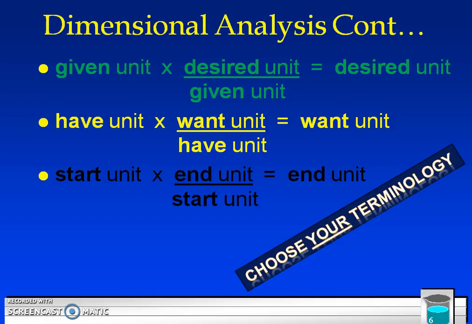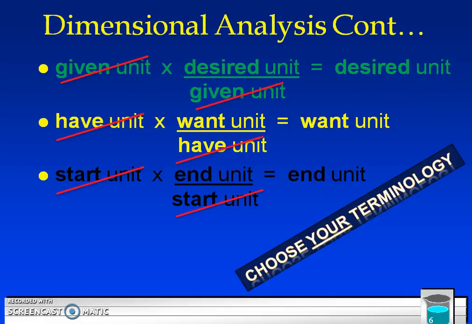So dimensional analysis, you might have heard it 3 different ways, or mix and match. This is all about your terminology. Are you given something? Do you have something? Do you want to start with something? Okay, so what unit are you given, have, or start? What unit do you desire, want, or end? So these are just the terminology. Choose whichever one you want. You just need to know that whatever you start with here needs to be here in order to cancel out, so you're left with the desired unit.